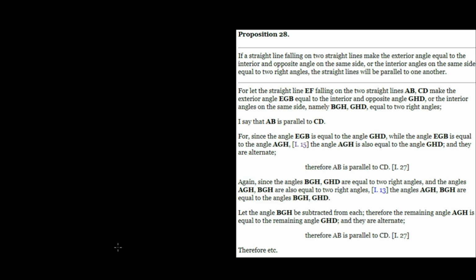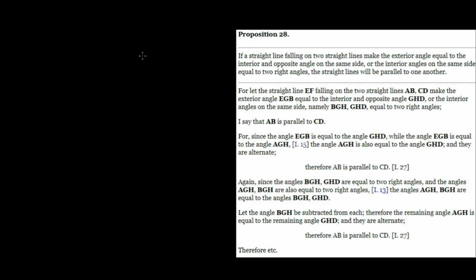So let's check out the text. If a straight line falling on two straight lines make the exterior angle equal to the interior and opposite angle on the same side, or the interior angles on the same side equal to two right angles, the straight lines will be parallel to one another.